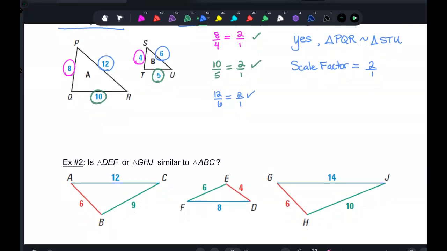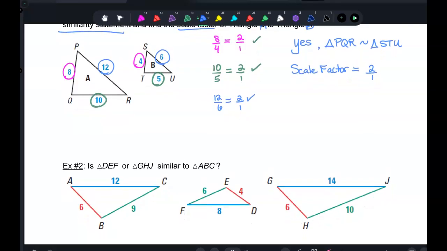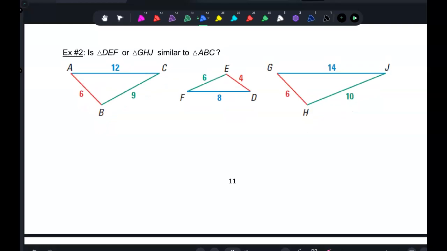Good? We did scale factor. Scale factor is just the ratio. We did that before. Okay. All right. Which triangles are similar to triangle ABC? Cool. Which one? Okay, let's start with, let's check. The smallest side in triangle ABC is 6. So 6 compared to 4 would be 3 over 2. Let's just check these two first, okay?